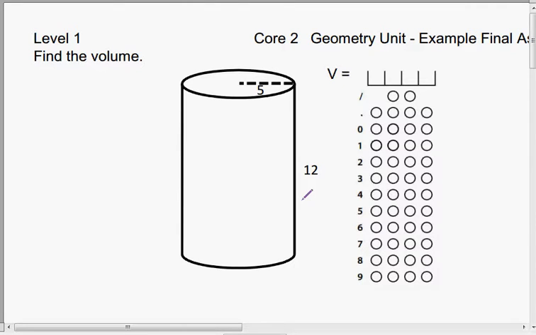This is the Core 2 video for the example final for the geometry unit.